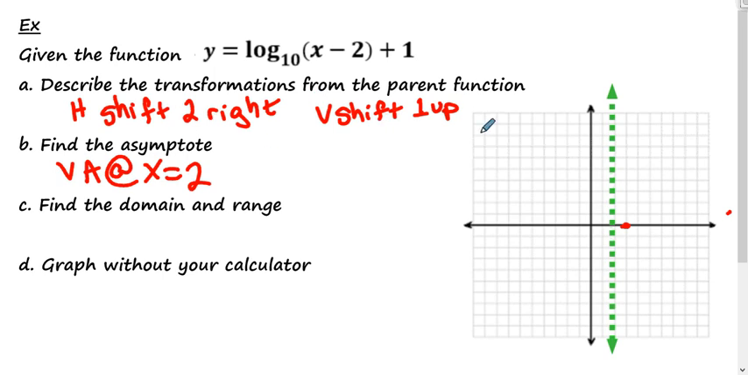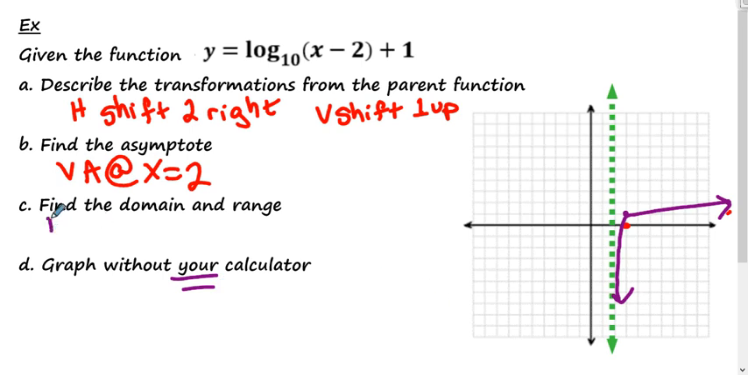So now everything's going to shift up 1 unit as well. Again, the asymptote is not going to be affected by that. But this point is going to shift 1 unit up. I'm going to give it a new point. So this point goes here, and this point goes here. So this point here is at (12, 2) right now. And then I draw my curve to the best of my ability. Sorry, that should be more of a curve, not a straight line. And that is your transformation form. So we graphed that without our calculator.